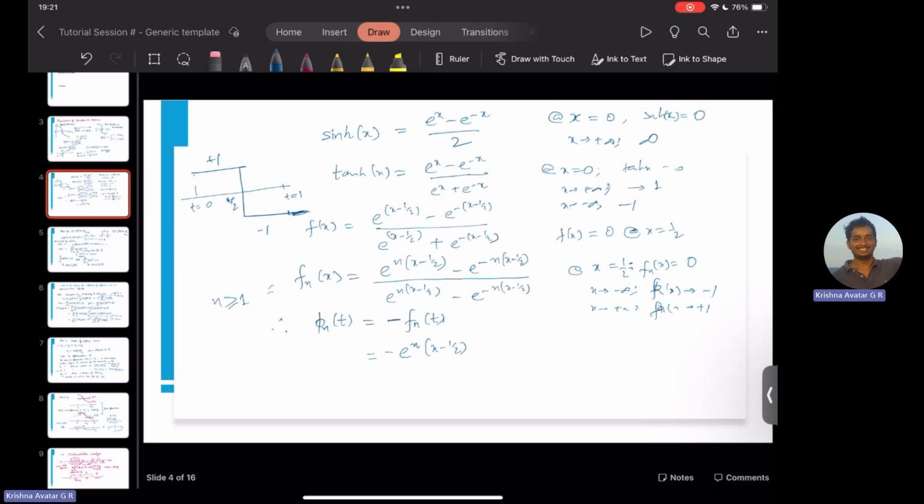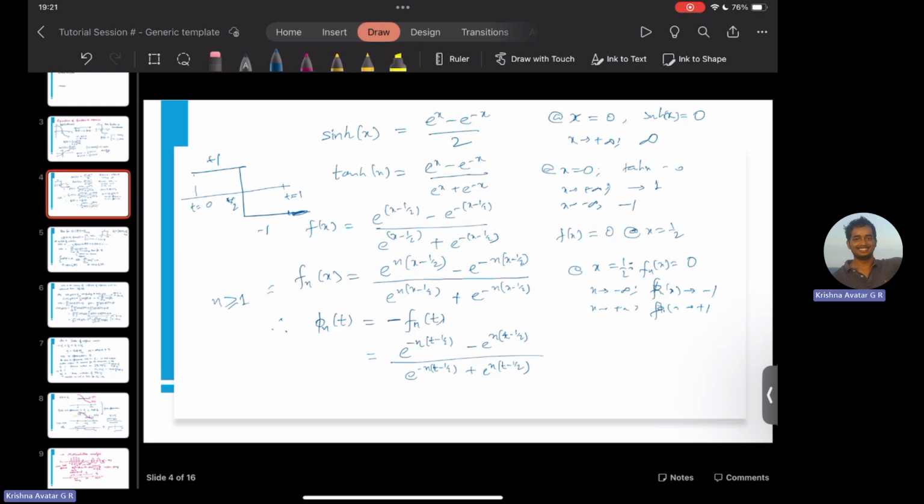So it's like minus and then plus, so we can have e to the power minus n t minus half, and of course we can rearrange it, divided by t minus half plus t power n.